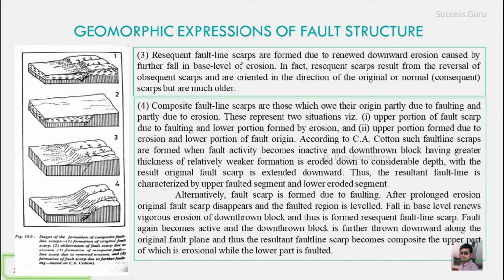And the alternative possibility is that the fault scarp is formed due to the faulting, and after prolonged erosion, the original fault scarp disappeared and the faulted region is leveled. Fall in the base level renews the vigorous erosion of the downthrown block and thus the formation of a recurrent fault line scarp. The faulting again becomes active and the downthrown block is further downthrown along the original fault line, and thus the resulting fault scarp becomes composite, consisting of an upper part which is formed by erosion and the lower part which is formed by the faulting itself.